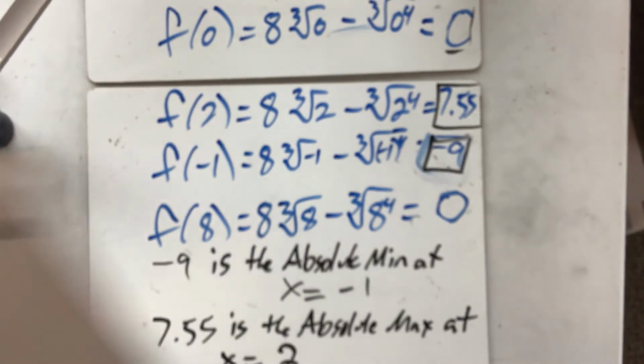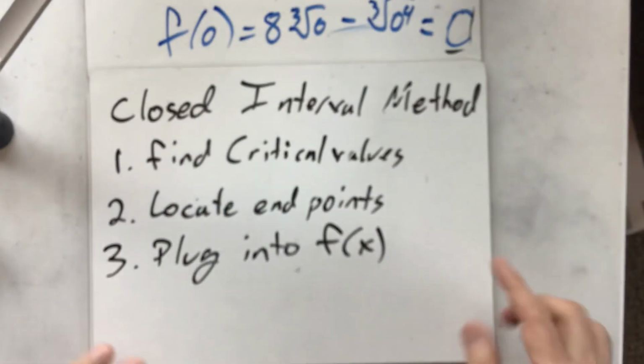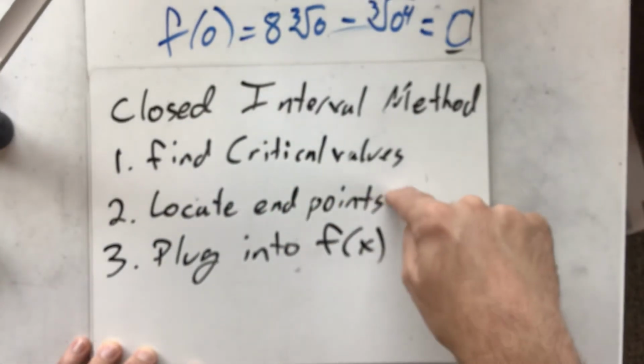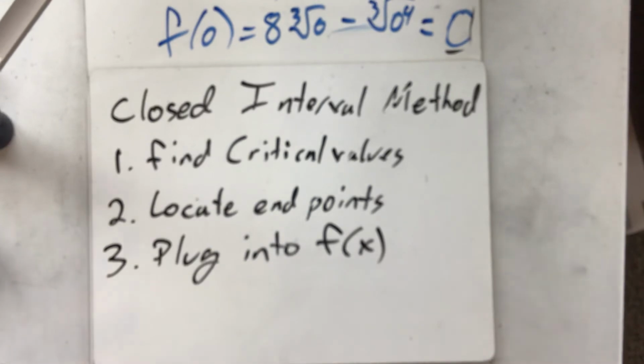But what do you need to do? For each video, for each problem, you need to go through this step. You need to find the critical values, locate the endpoints, plug them in, and then all we're doing is looking for the biggest and looking for the smallest. So see if you can do that. Good luck, and I'll see you on problem 3.2.